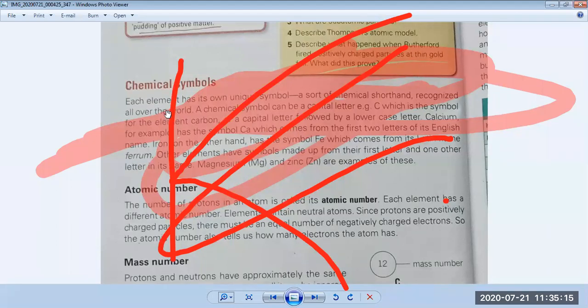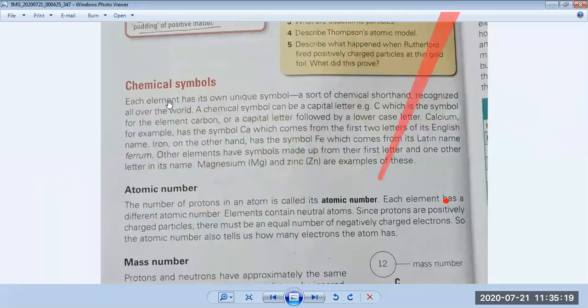Every element shown in the figure has a symbol, because when we are working, we never write the full name of any element, we show it in a short form. So every element has its own unique symbol, a sort of chemical shorthand recognized all over the world.